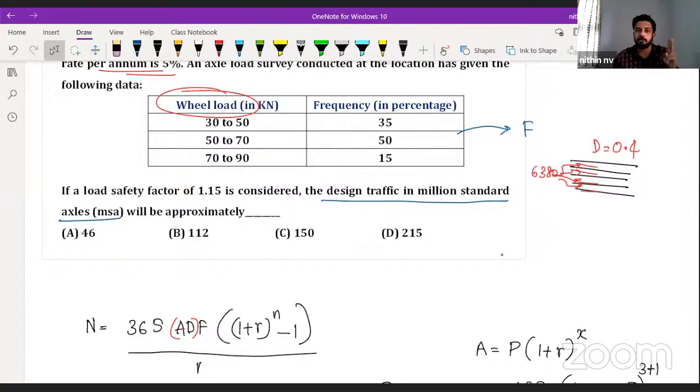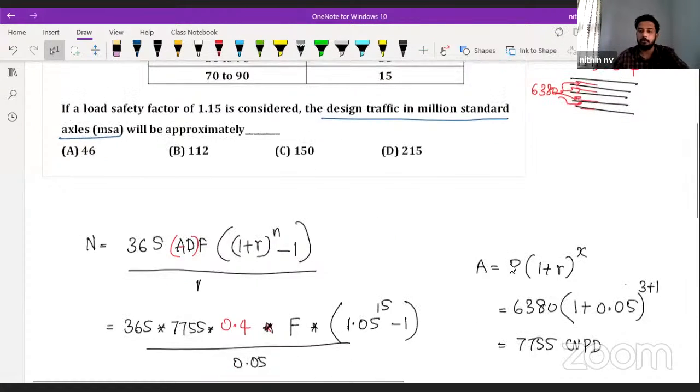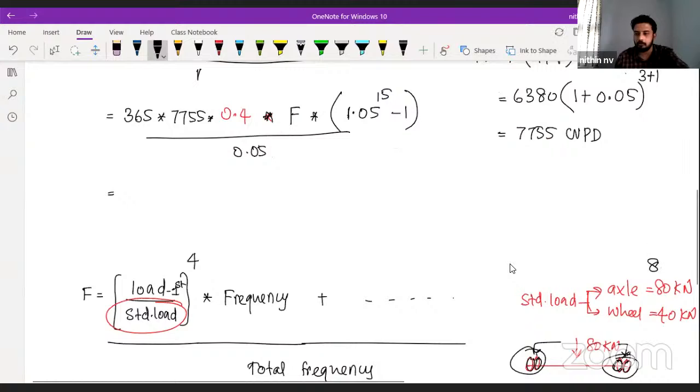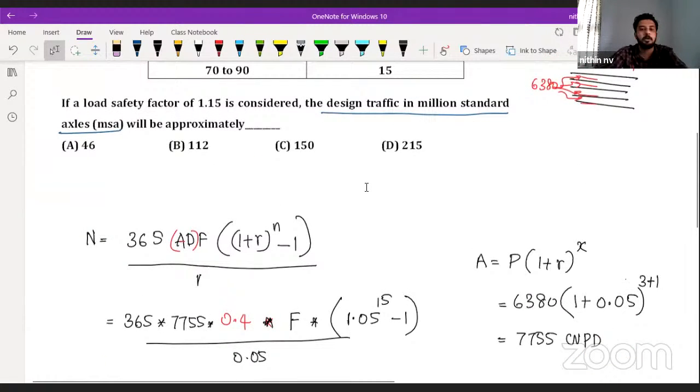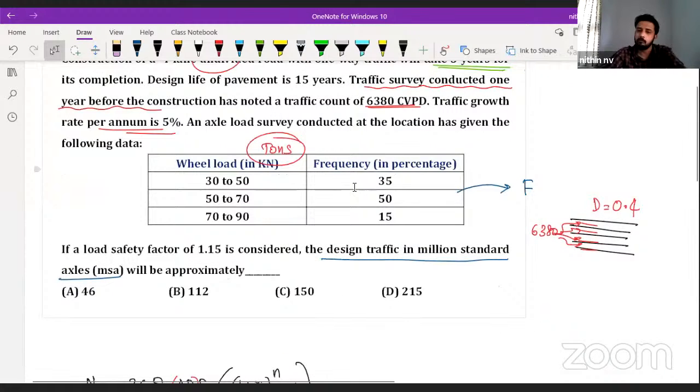The next twist, they can give the value in different units. What is the unit they have given here? Kilonewton. We know standard axle load is 80 kilonewton, standard wheel load is 40 kilonewton. But if they are giving in other units, suppose they can give in tons, correspondingly we will take 8.2 tons and 4.1 tons. Correspondingly you have to take the unit and standard value. This is the twist which is going to come. Properly note it down.